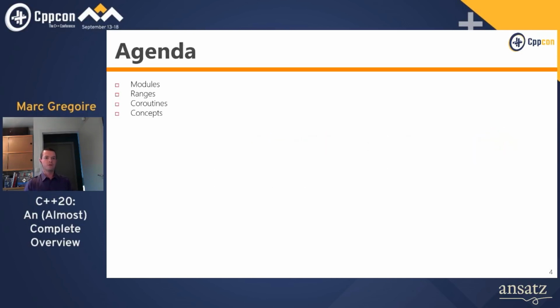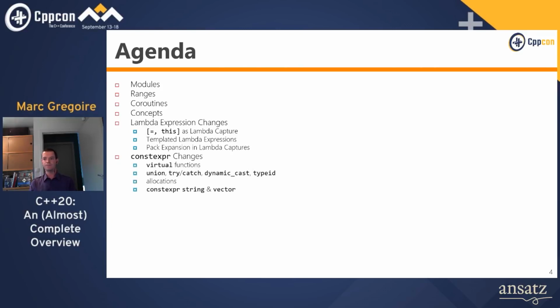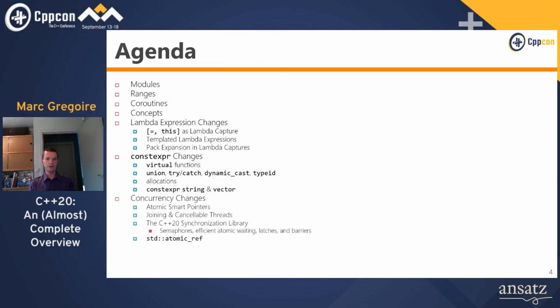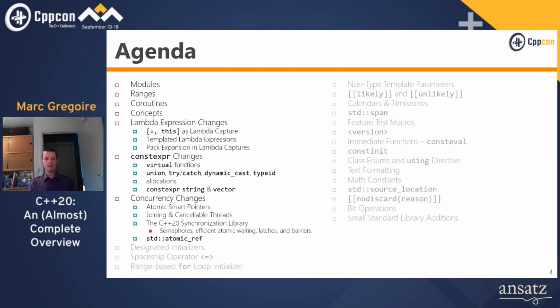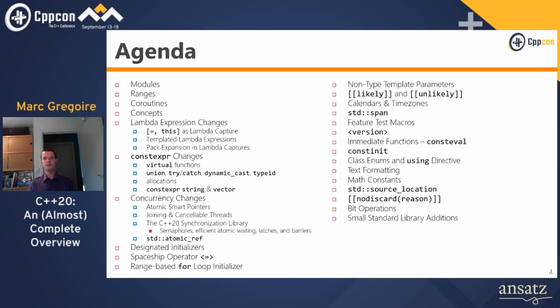What will I be talking about? So first, I will be touching on the 4 major new features, which are modules, ranges, coroutines, and concepts. Then there are a couple of changes to how lambda expressions work, changes to constexpr functions. There is new functionality for writing concurrent code. And finally, there is a whole lot of other smaller features and changes to both the language and the standard library. So I'm not going to read this whole list right now, but we will be touching on all of these topics briefly during this keynote.